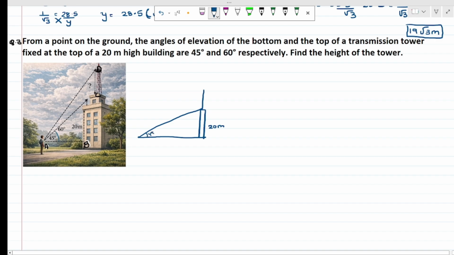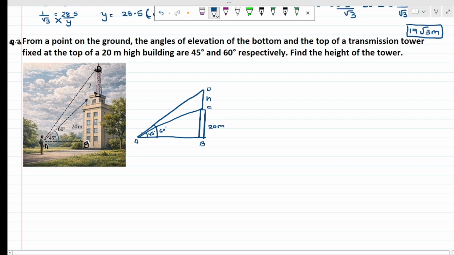So first we are seeing the top of the building, and it's making 45 degrees with the base. So right over here it's making 45 degrees, and the next thing they have said is that they are seeing the top of the tower, and it's making an angle of 60 degrees over here. Find the height of the tower. That means the question asked over here is to find out the height of the tower. So name it as: this is my point A, this is my point B, this becomes my point C and this becomes my point D.